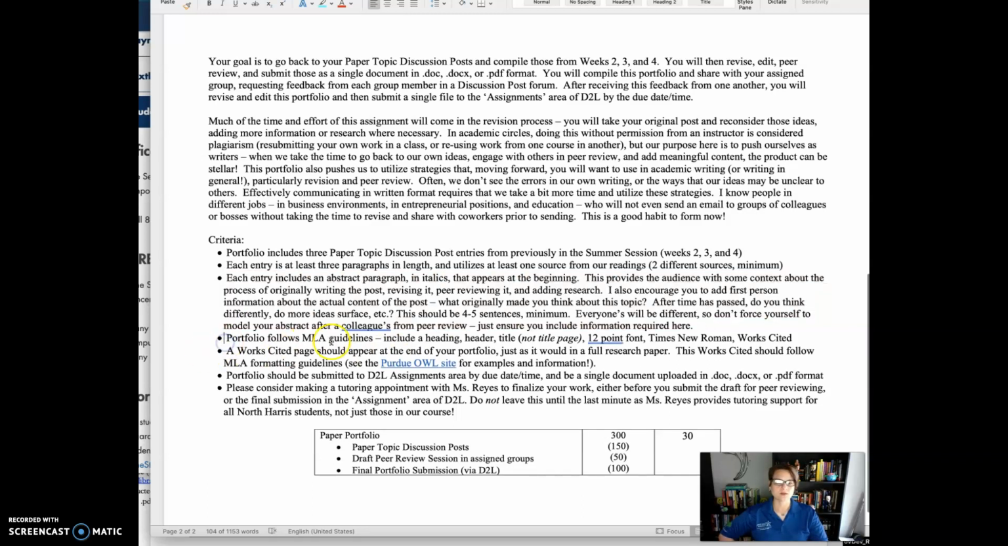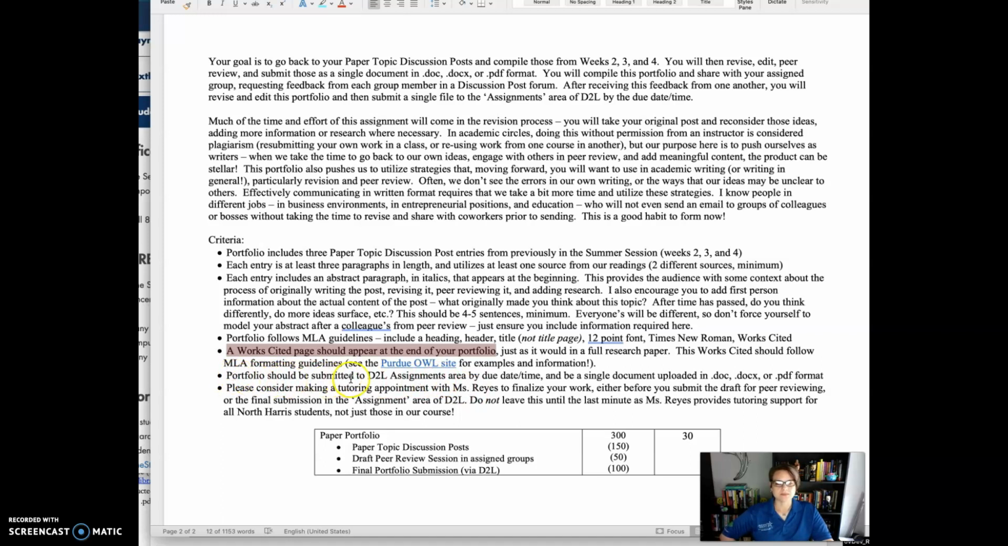Your portfolio needs to follow MLA guidelines. So that's including a heading, a header, a title, not a title page. We'll talk about some of these more specifically in the future. 12-point font, Times New Roman, and include that works cited at the end. Okay, the works cited page should appear at the very end of the portfolio, just as if this were a research paper. There's a works cited page that stands out on its own, but it's included as part of the document. I've included the Purdue Online Writing Lab website here, just so in a pinch you know where to go to find some examples and information about not only using research but creating that works cited page.